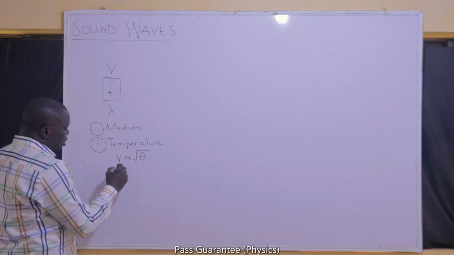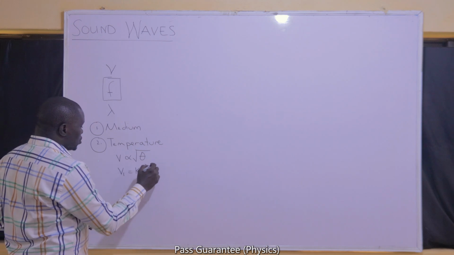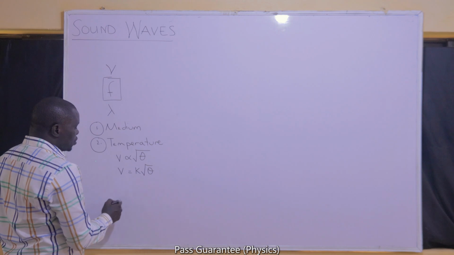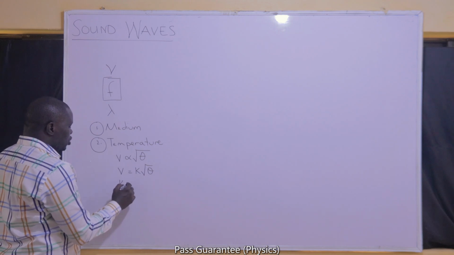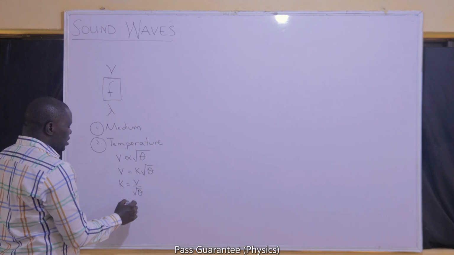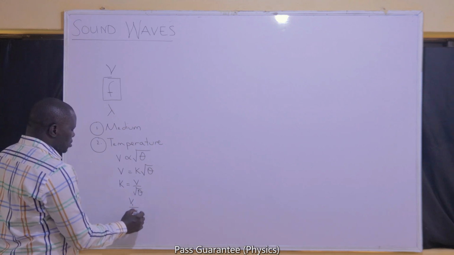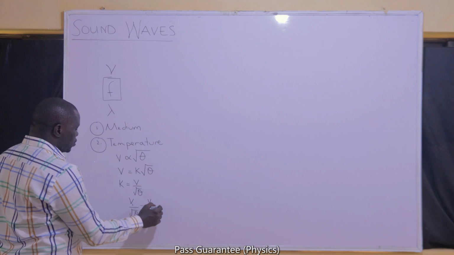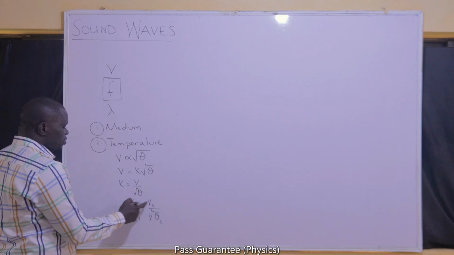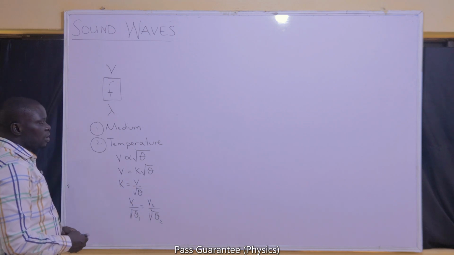So I can turn this into an equation: V is equal to K square root of theta. It means the constant must be equal to V all over root theta. If the constant is V over root theta, I can say V1 all over root theta 1 must be equal to V2 all over root theta 2. The formula is important for me to find the velocity of sound at any temperature if I know the velocity of sound at a particular temperature.